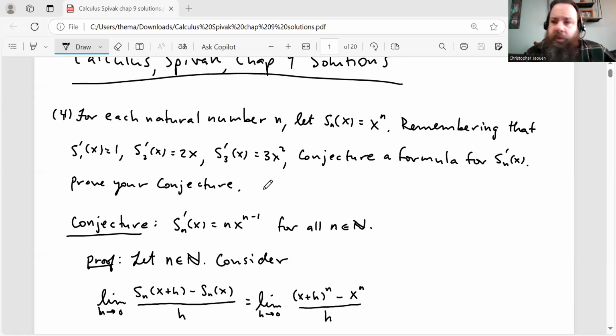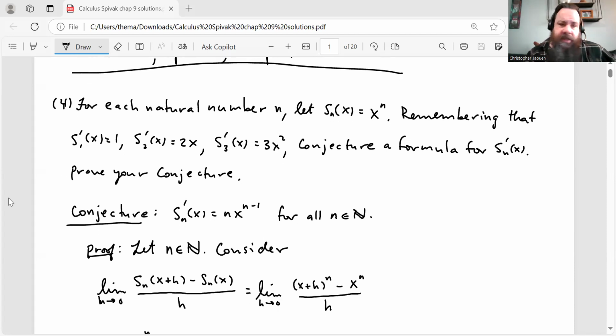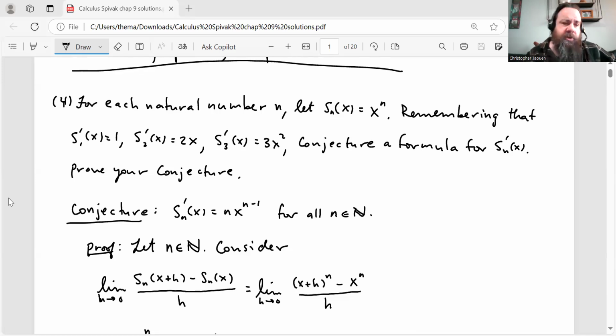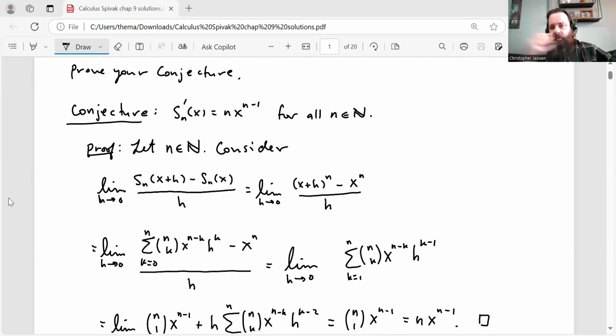So we'll start with question number 4 here, which says, for each natural number n, let Sn of x equal x to the n. And remembering the formulas for S1, S2, S3 that we derived in my chapter summary for chapter 9, if you want to look back at that video, which you should look at before you look at the video here, conjecture a formula for Sn prime of x and prove your conjecture. So my conjecture is the well-known power rule for derivatives of monomials.